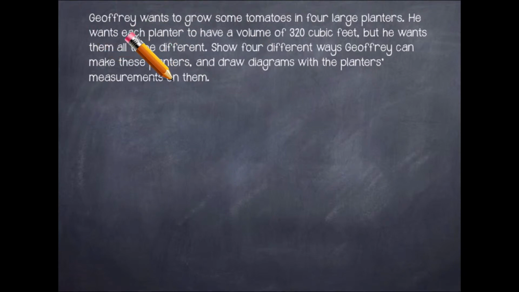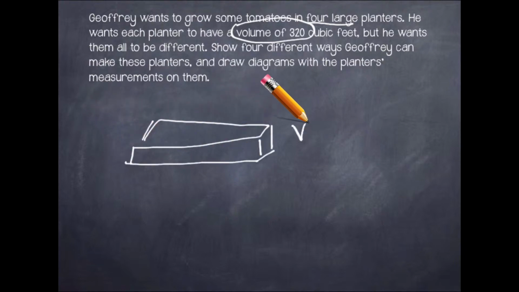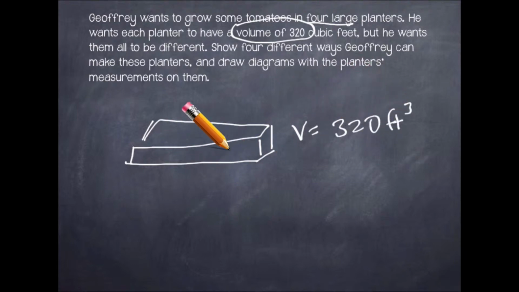Holy cow, a lot of stuff going on here, but let's just take a look one more time. He wants to make 4 large planters, and he wants each planter to have a volume of 320 cubic feet. So that means no matter what kind of rectangular prism we draw, it's going to need to have a volume equal to 320 feet cubed, or cubic feet. Alright, so that's easy enough. We want to show 4 different ways that he can make these planters.